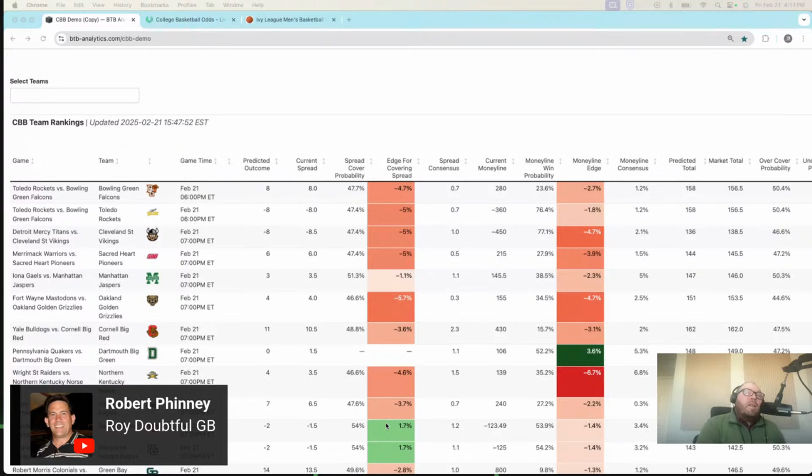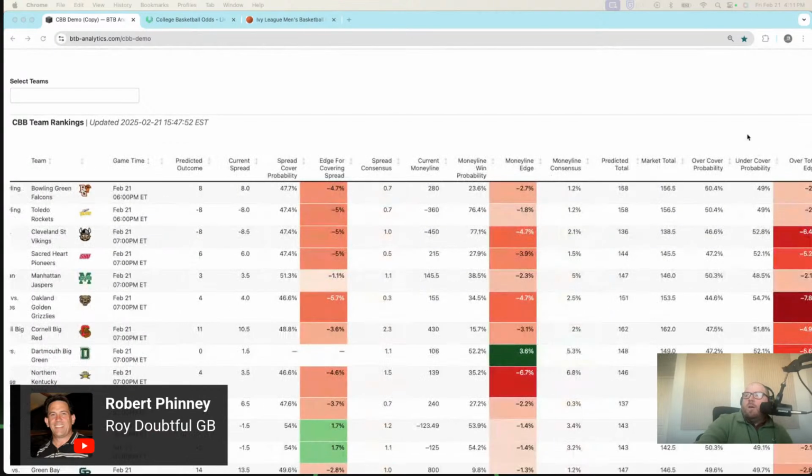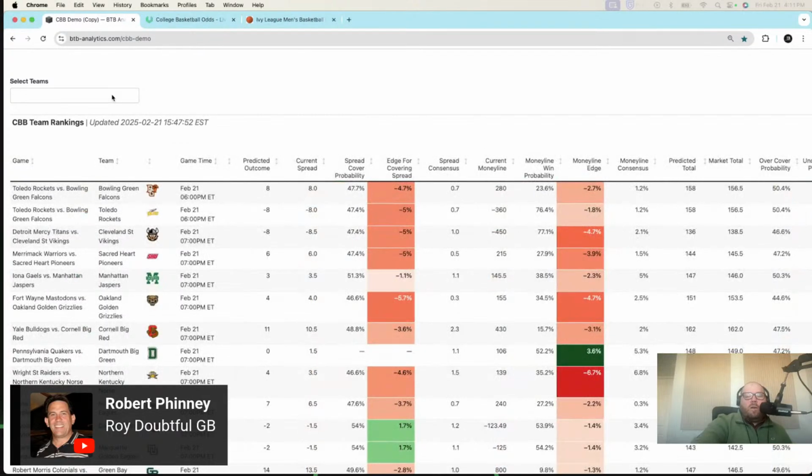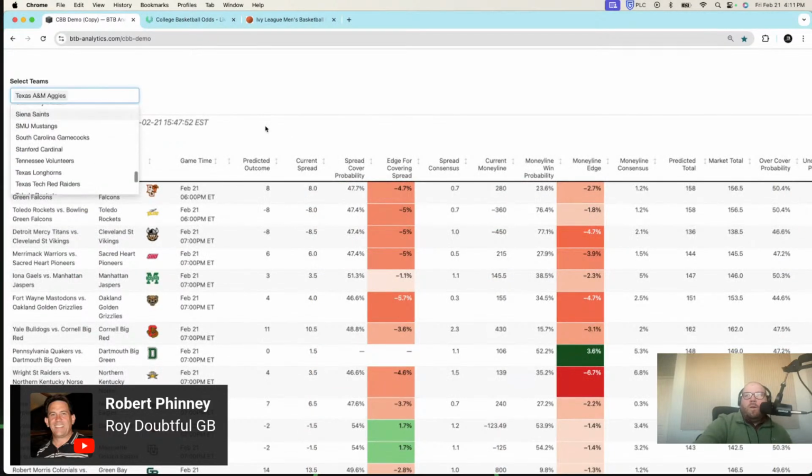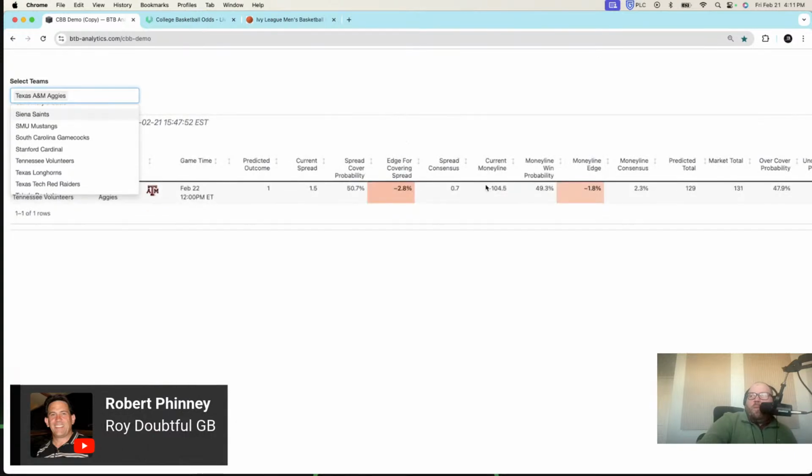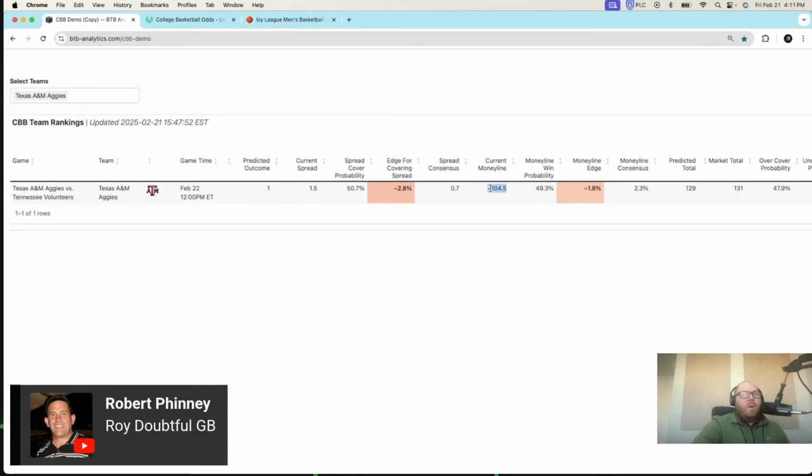Texas A&M thoughts. I think there's a potential play on Texas A&M money line from a value standpoint. I think you would need to wait and be patient in that game. Let's take a look. If you can get anything plus money for Texas A&M, I think it would be a good bet on the money line.